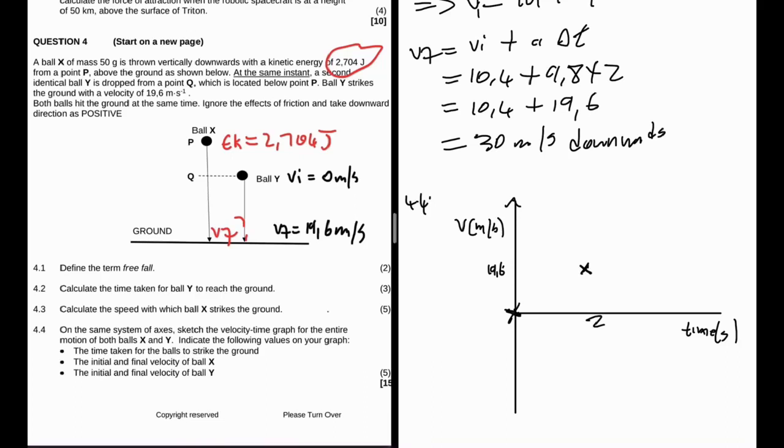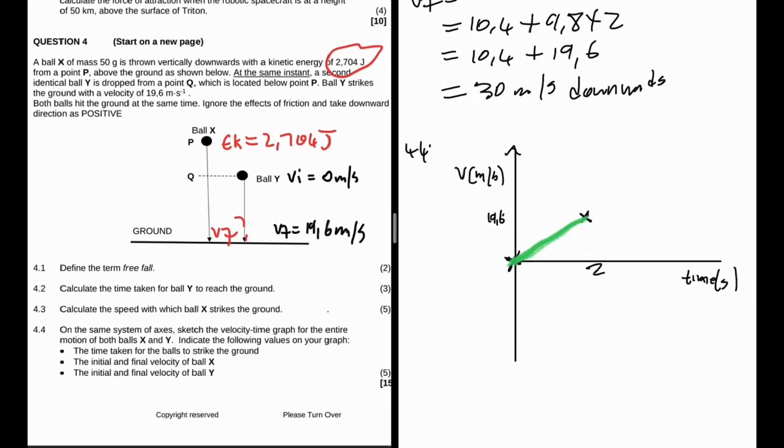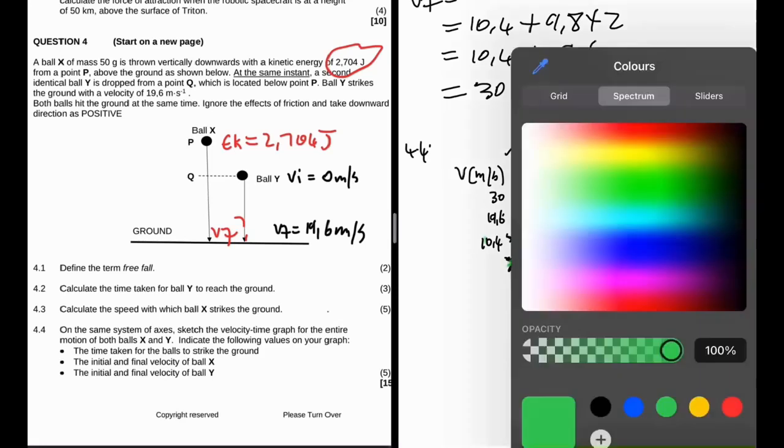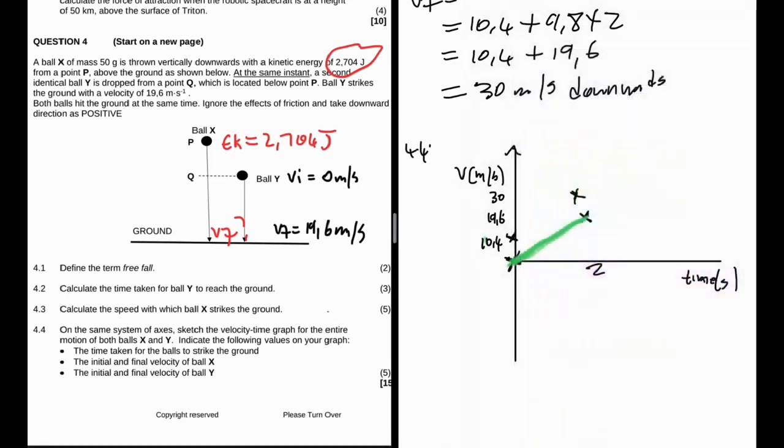So now we can have our VT graph for ball Y. The line is supposed to be straight. And then now let's put our attention to ball X. Ball X starts at 10.4, so somewhere here, right? So it's starting at 10.4, that's the VI, and then it goes up to 30 meters per second, so it's ending up somewhere here.